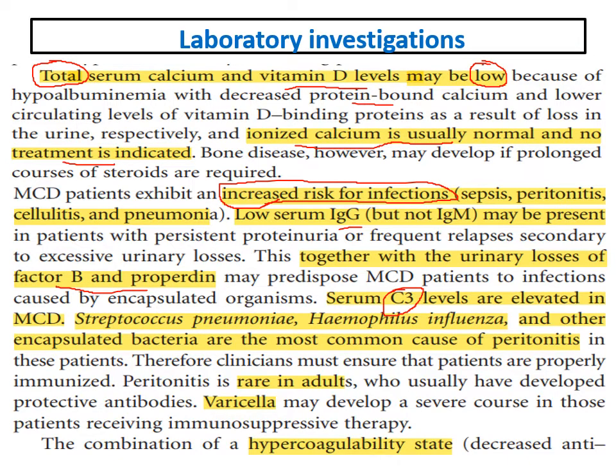Serum complement or C3 levels are elevated in minimal change disease. Streptococcus pneumoniae, Haemophilus influenzae, and other encapsulated bacteria are the most common causes of peritonitis. Peritonitis is rare in adults, but it's much more common in children. Varicella can be a severe condition, usually in patients receiving immunosuppression, and take care of the hypercoagulable states we described in more detail in the introduction.